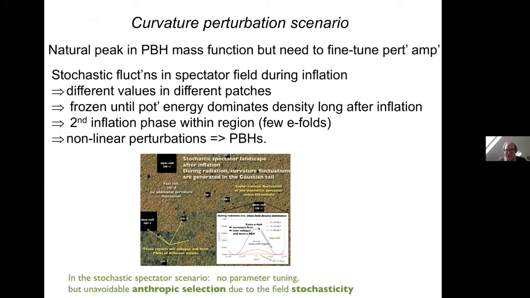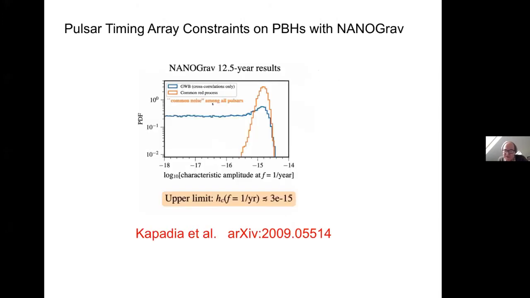You still need the fluctuations, of course, and this is the other part of the paper where we talk about a model of inflation, where you have a second inflationary phase, which is the basis of the anthropic fine-tuning.